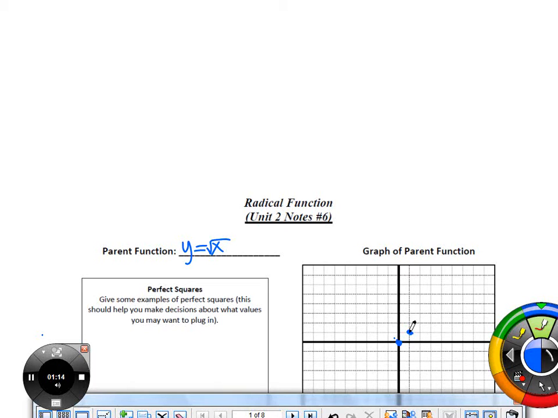What is probably the next number I want to plug in? 4. Okay? Because the square root of 4 is 2. So I'm going to plot a point at 4, 2. And then what would be the next number we'd want to plug in? 9. Okay? And I would have a point at 9, 3.